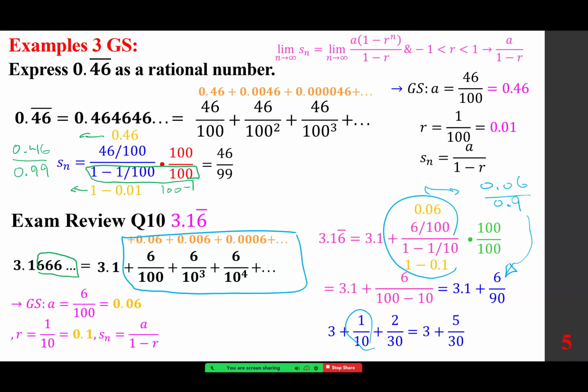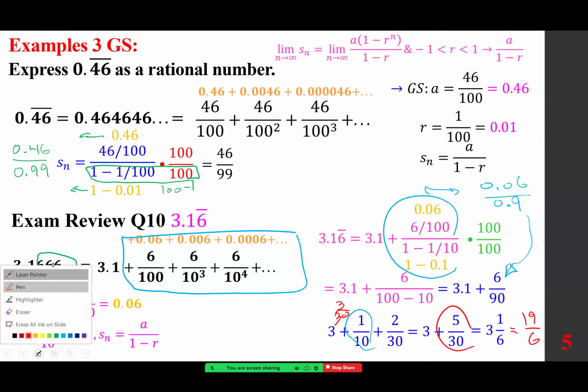1 over 10 is the same as 3 over 30. So we get 5 over 30, which is 1 over 6. And if they don't accept that, you have to write it as 3 times 6, 18 and 1, 19 over 6. So they may expect you to write it as an improper fraction.